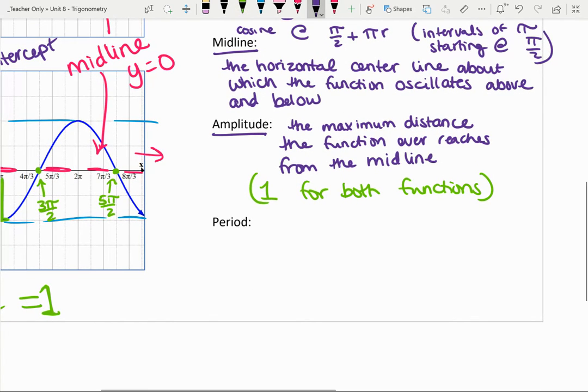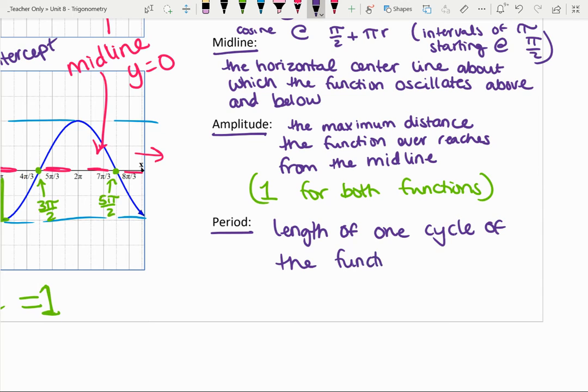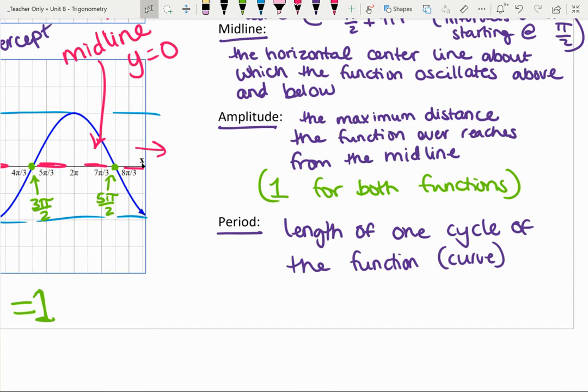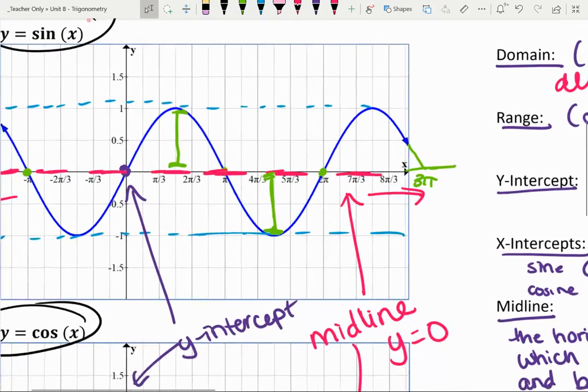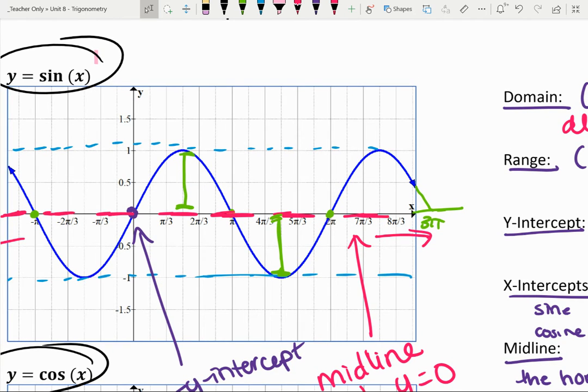The last new term here is the period of the function, and the period is defined as the length of one cycle of the function or curve. So think of a period of time. The period, when we're talking about trig functions, is the length of one cycle of the function. So one way to think about that is it's the length of time it takes for the function to go from starting point to starting point.